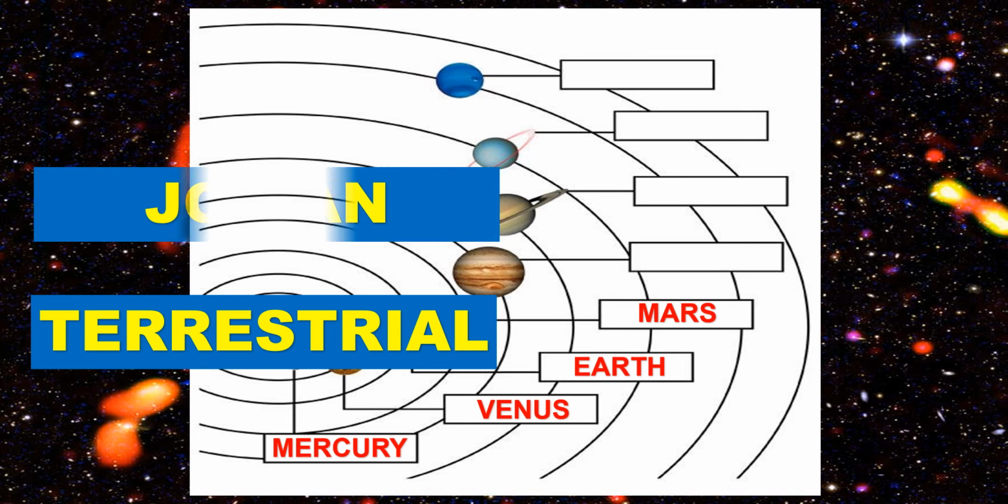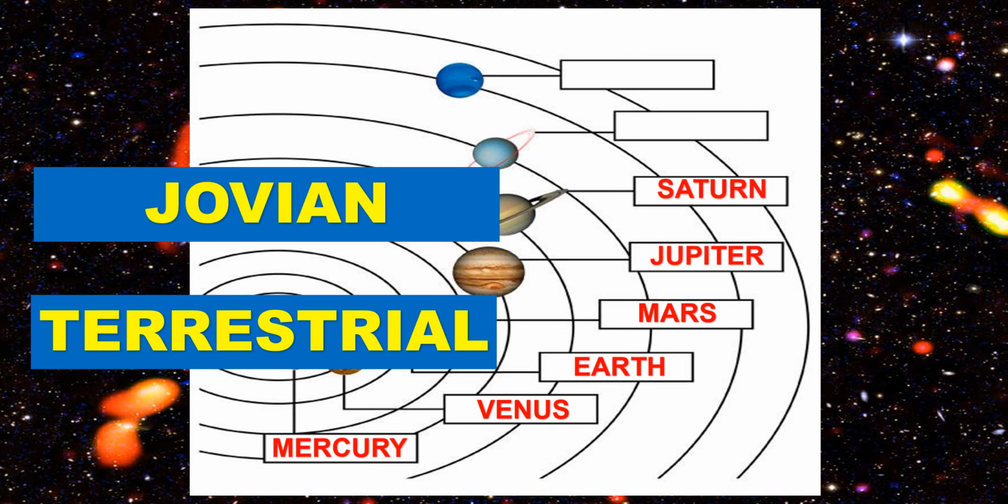On the other hand, the Jovian planets are the gas giants Jupiter and Saturn, and the ice giants Uranus and Neptune. The gas giants are predominantly made of helium and hydrogen, and the ice giants also contain rock, ice, and liquid mixtures of water, methane, and ammonia.